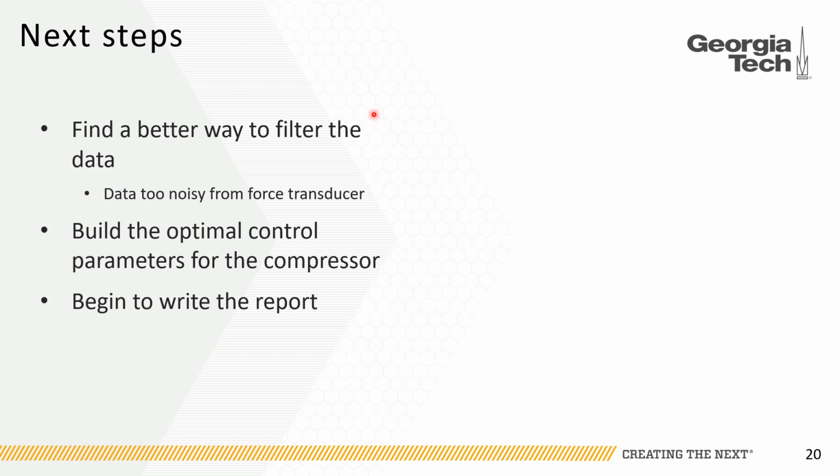Next steps are to find a better way to filter the data. As I mentioned, I think our smoothing techniques might have shifted the data in the representative cycle, which is throwing off the work due to the motor values that we use to calculate work due to the air. So we need to look into a better way to filter or smooth that data. We also want to build better control parameters for the compressor and begin to write the report.